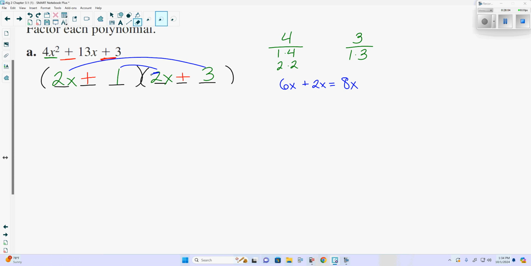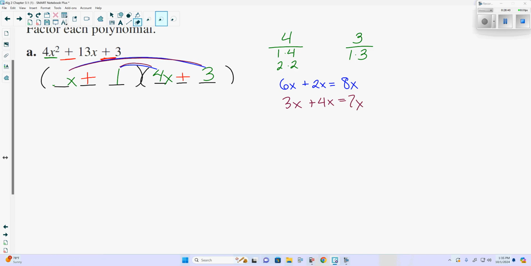So we can switch out the 2 and 2 for 1 and 4. Where do you want to put the 4, in the first or second? We'll put it in the second. And we can try it again. X times 3 is 3x, positive 3x. 1 times 4x is plus 4x. 3x plus 4x is 7x.